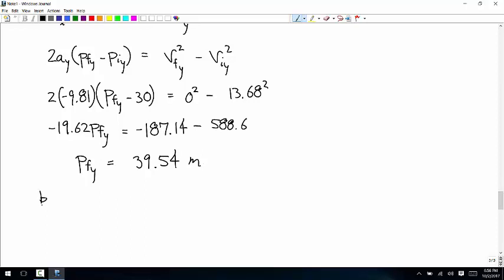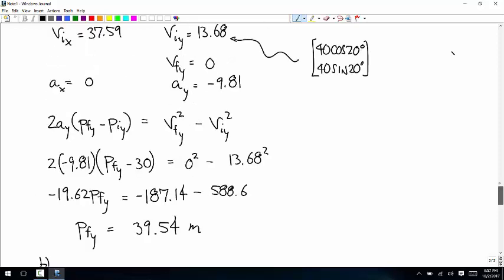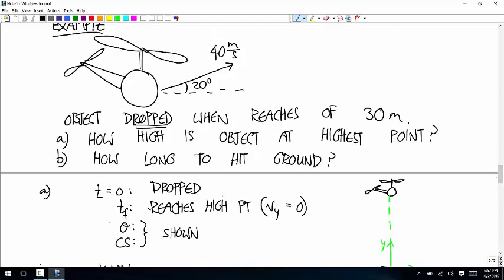Okay, so now part B. How much time does it take for it to hit the ground? How much time from when it's dropped out of the window until it hits the ground?